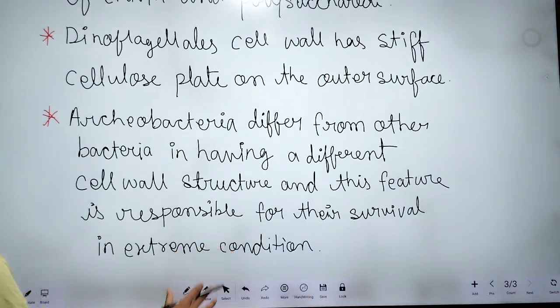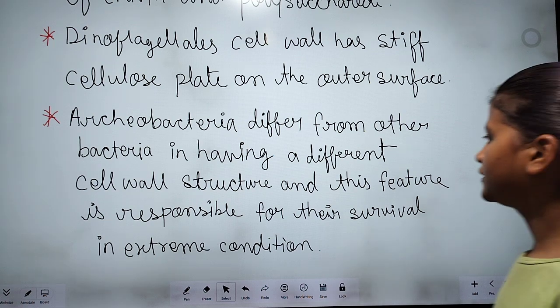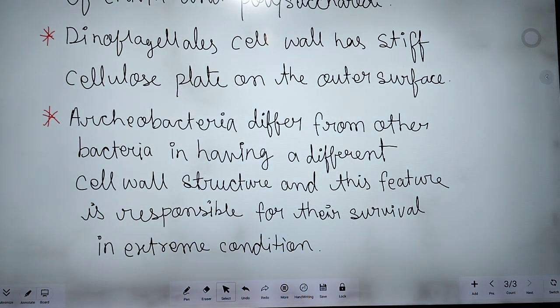So here is a point that archaebacteria differ from the other bacteria. Okay. Why? Because they have a different cell wall structure. Okay, this feature is responsible for their survival in extreme conditions. Okay, so archaebacteria differ from the other bacteria because they have a different structure of cell wall, that helps them survive in extreme conditions.